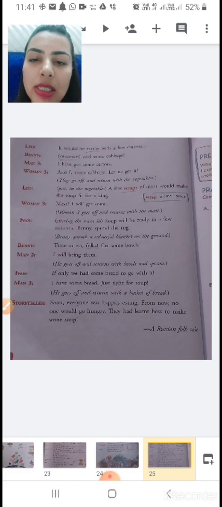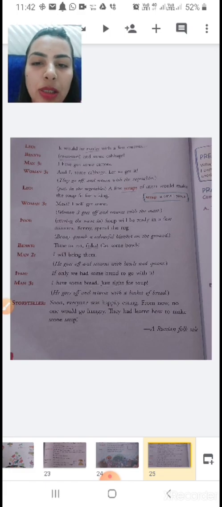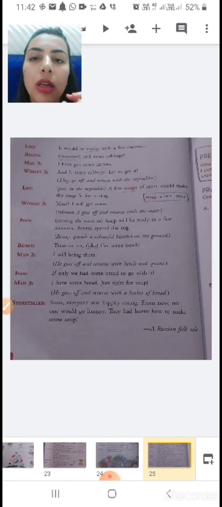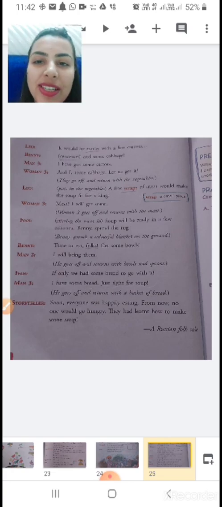Then Leo puts the vegetables in the stone soup. And they say, a few scraps of meat would make the soup fit for a king. If you give us some pieces of meat, then it would be very tasty, like the food of a king. Then the third woman says, meat, I will get some.